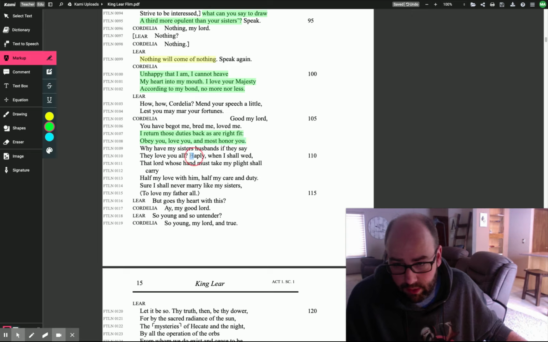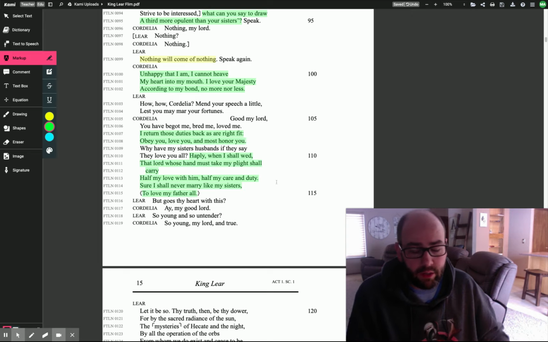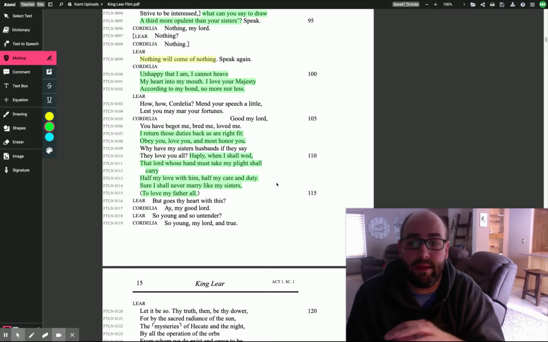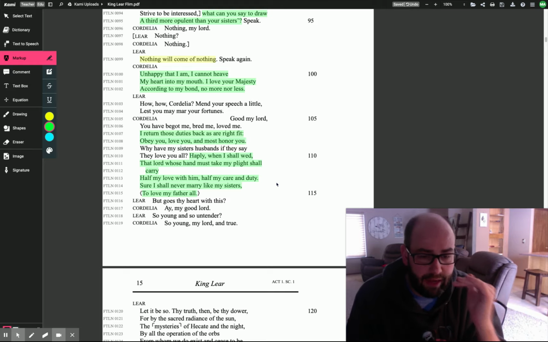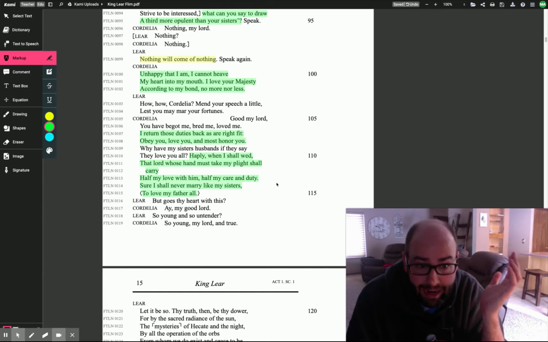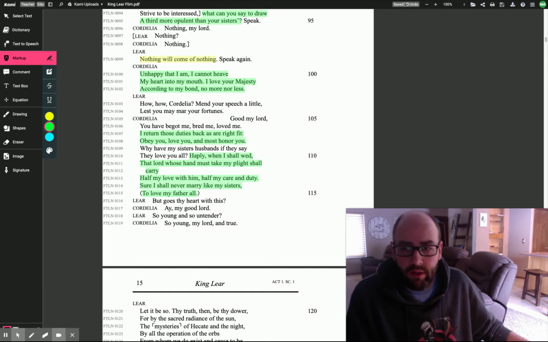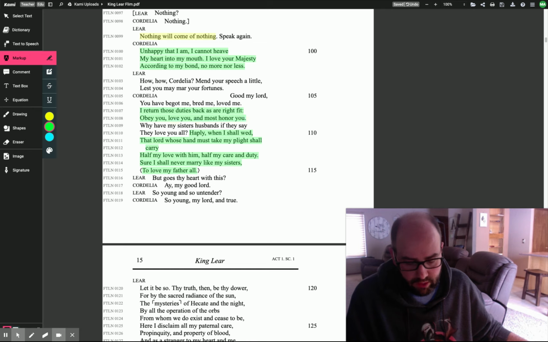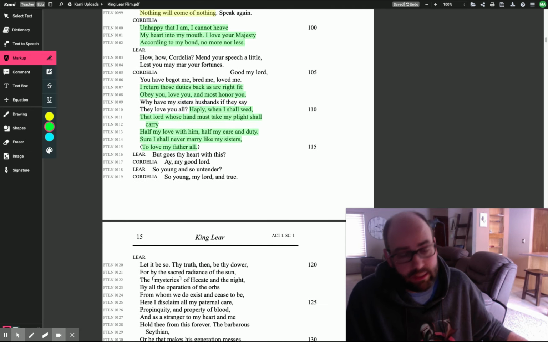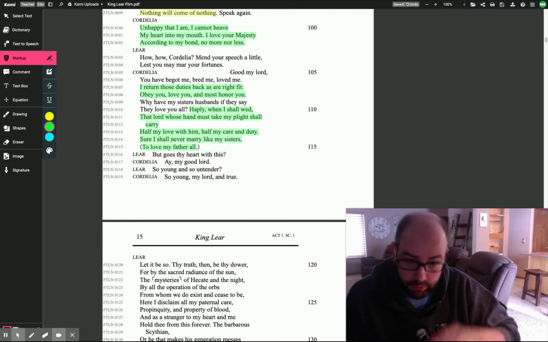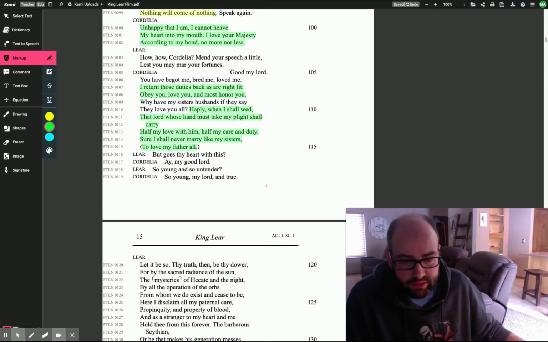I like this right here. And it's a very good point. Like, how can the sisters say that they love Lear more than anybody else in the world, love them more than eyesight, more than life itself, when they have husbands? They're supposed to love their husbands. So either they're lying to King Lear, probably the case, or they never loved their husbands.